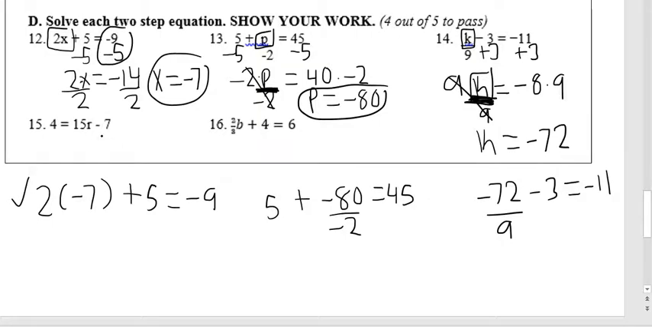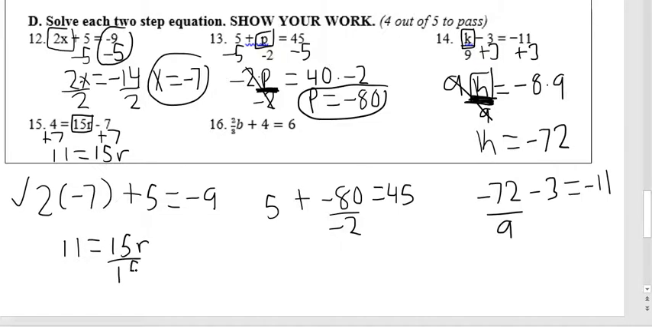Okay, the last two. For 15, we are solving this equation for the r. We have 4 is equal to 15 times by r, subtract 7. So if we want the r to be alone, we first get rid of the subtract 7 by adding 7 to both sides. Remember, whatever you do on one side, you've got to do the same thing on the other side. So that leaves us with 11, I'm going to put this down here, equal to 15 times by r. And in order to get rid of the multiplication of 15, we have to use division. So 11 divided by 15 equals r.